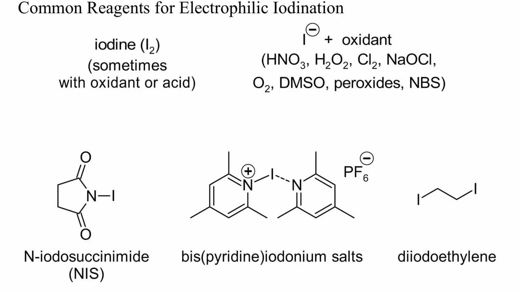Common reagents for electrophilic iodination include elemental iodine for nucleophilic arenes, often combined with oxidants or acids to enhance its reactivity. Iodide mixed with oxidants yields elemental iodine or iodine(III) intermediates in situ. N-iodosaccharin is slightly more reactive and less expensive than elemental iodine, and a popular choice. Further options include bis-pyridine iodonium salts or diiodoethylene for metallated arenes.